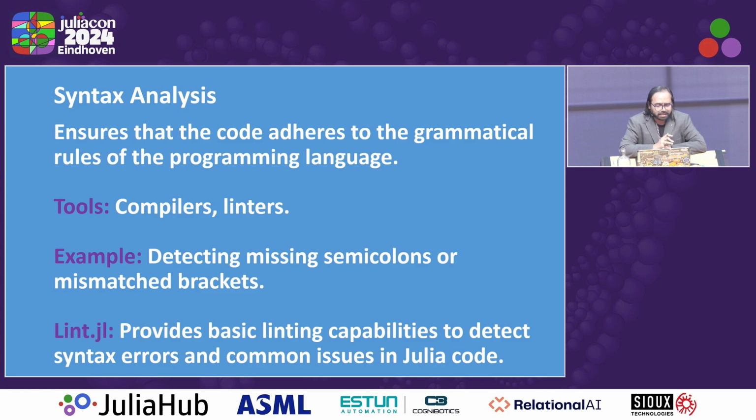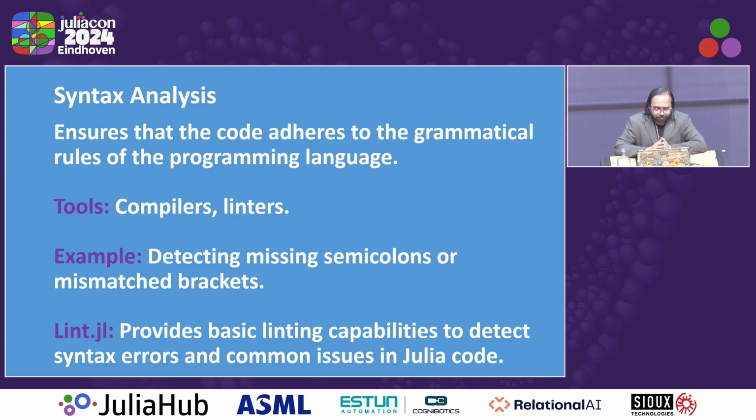The first one is syntax analysis. It ensures that the code adheres to the grammatical rules of the programming language. Tools can be compilers and linters. An example can be detecting missing semicolons or mismatched brackets. Here you can use a library called Lint.jl, which provides basic linting capabilities to detect syntax errors and common issues in Julia code.